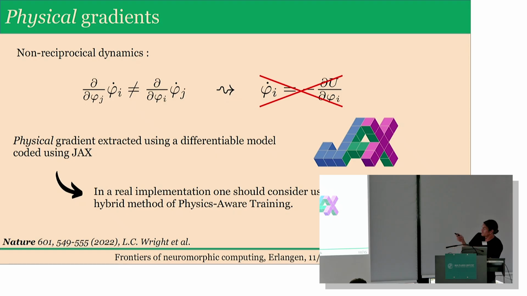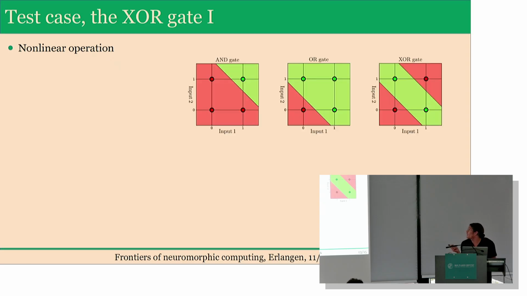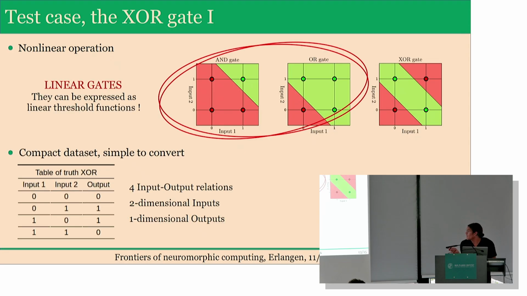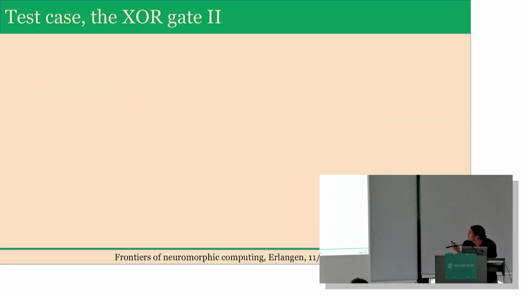Using this whole machinery that I just described, what we've been able to do was to replicate the XOR gate, which is a very useful sanity check. Compared to the AND and the OR, this is a nonlinear gate. It's simple because the dataset is really compact: two inputs, two-dimensional, one output. Since we were using the phase, the encoding is such that the logical 0 is at minus pi half, and the logical 1 is at pi half.